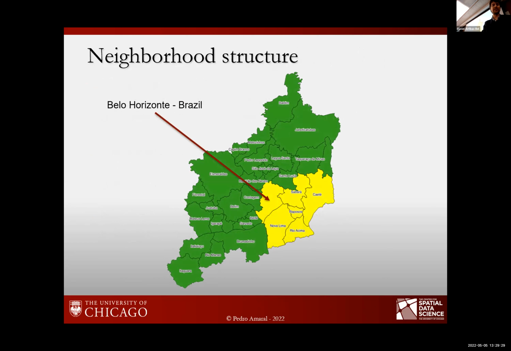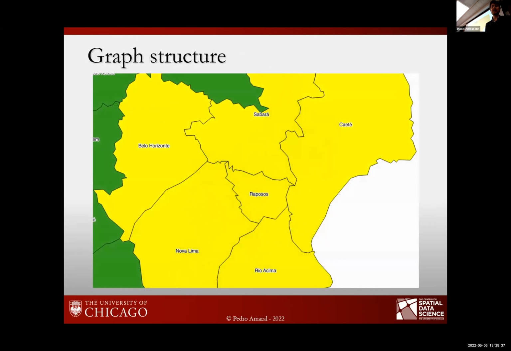I'll give you an illustration of that. Think, for example, this is where I come from: Belo Horizonte in the metropolitan region in Minas Gerais, but let's just focus on the yellow area. So think about this space. You have only 6 municipalities, right? How do we represent this as a matrix? So how do we represent this mathematically?